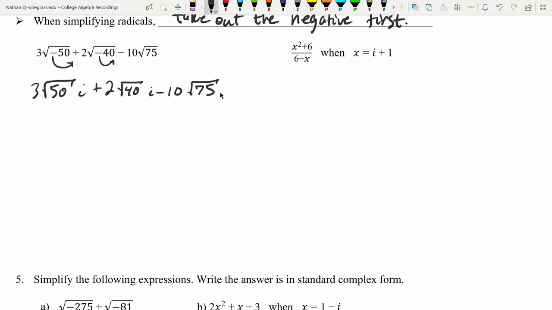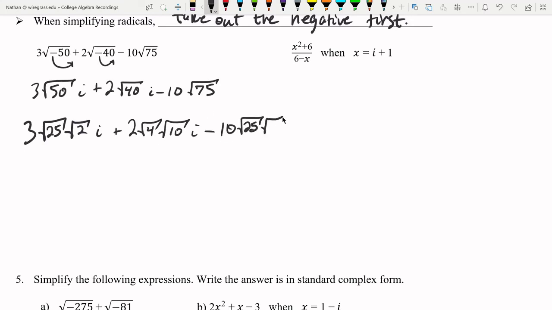Now I can simplify the radicals down. 50 is 25 times 2. 25 does have a perfect square in it. So we're going to write it as the square root of 25 times the square root of 2i plus 40 is 4 times 10. 4 has a perfect square in it. So 4 times 10 i minus, once again, 75 has 25 in it, so I want to write it like that. The square root of 25 times 3.